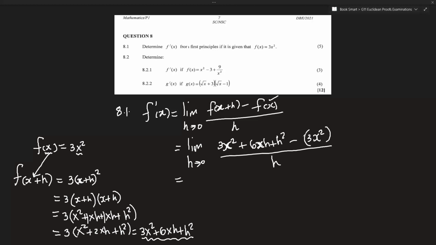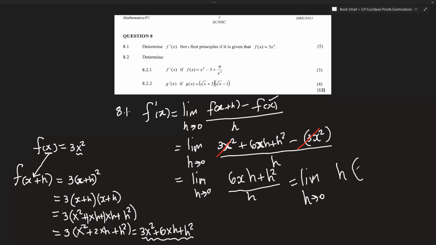Now if you check, the negative 3x squared is going to cancel with this one, right? Perfect. So now we're going to have the limit as h approaches 0 of 6xh plus 3h squared all over h, which is equal to the limit as h approaches 0. Here I'm having a common factor. So after the step of cancelling, you're always going to have a common factor. In this case, my common factor is h, and your common factor will always be h.